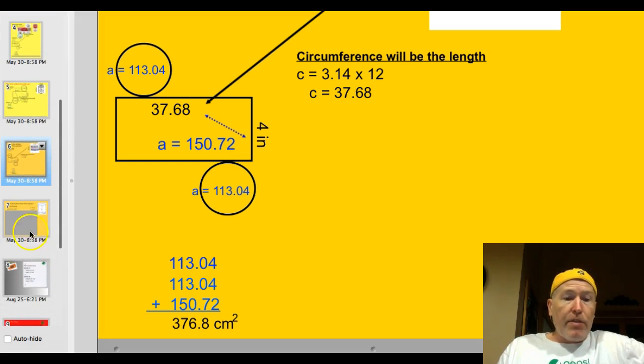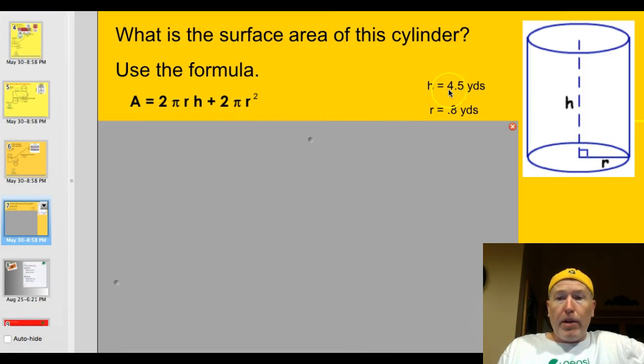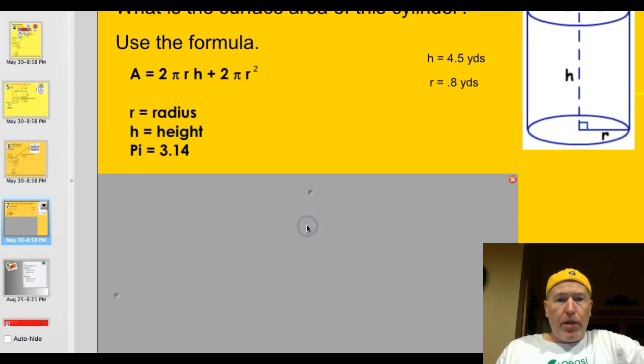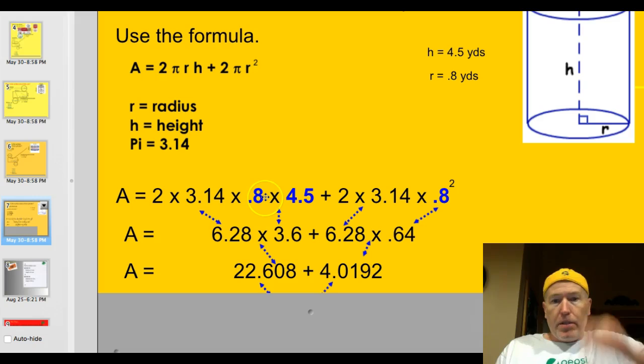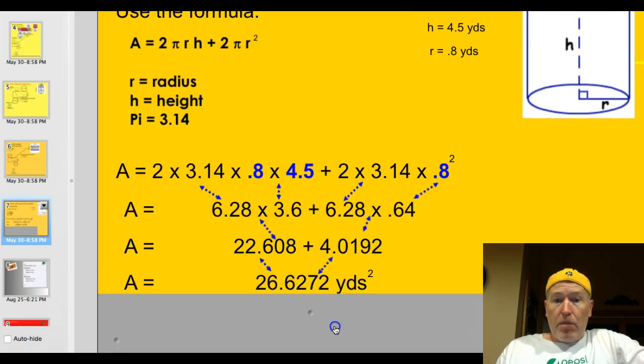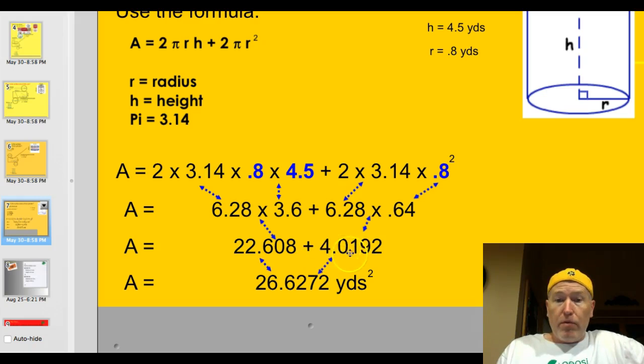All right, let's have you try one with the formula. Here's the formula right here. Here's your cylinder. Go ahead and pause the video and give it a shot. Let's see. All right, get your radius, your height. Pop those babies in. Your radius is 0.8. Here's your height and your radius squared. When you simplify that all down, you end up with 22.608 plus 4.0192. I got 26.6272 yards squared.